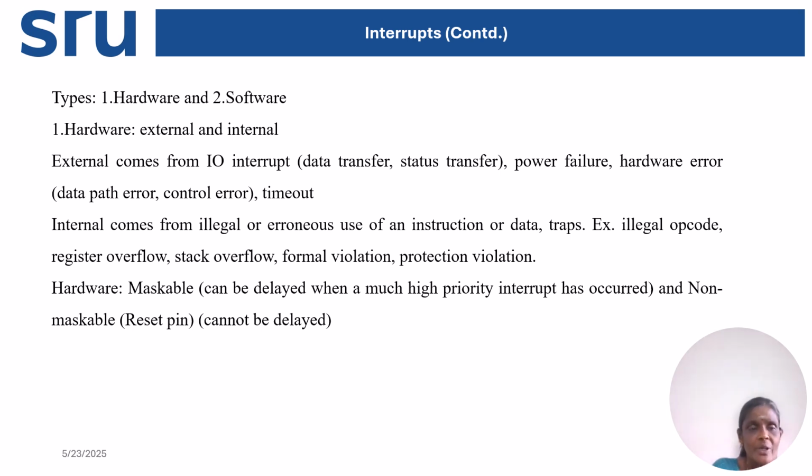And then hardware. In case of hardware, there are two cases, maskable and non-maskable. Maskable means it can be delayed when a much higher priority interrupt has occurred. So when a high priority interrupt comes, it will be performed. After performing that interrupt, it will come back to the main program and resume the previous work. So the main program is only delayed. That's all. It is not completely over. That is maskable.